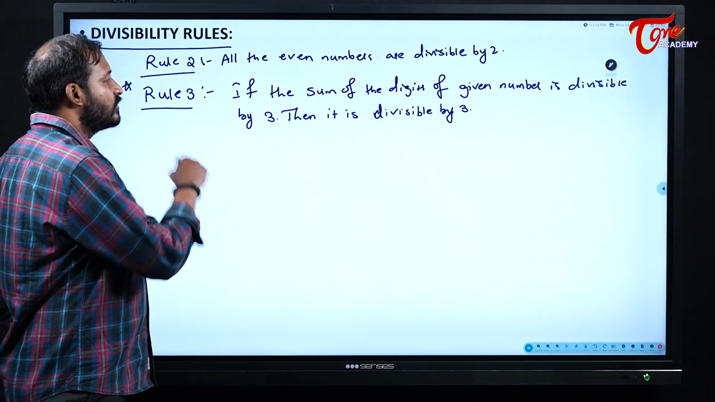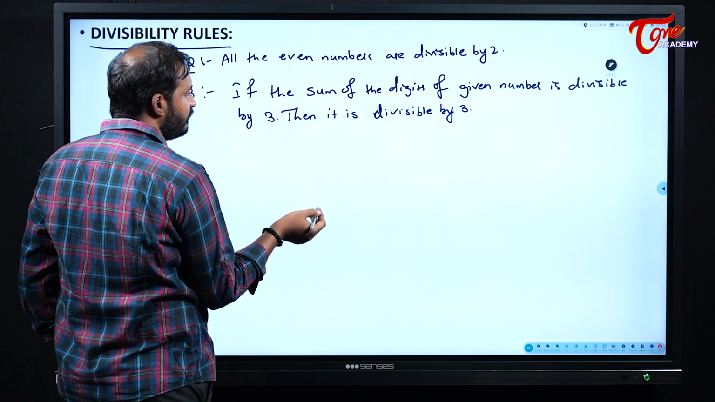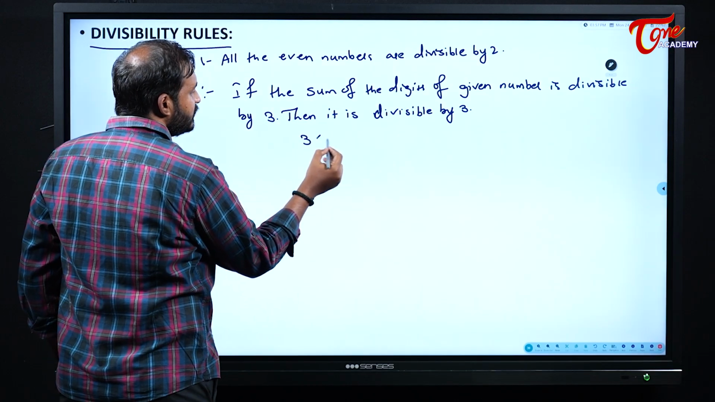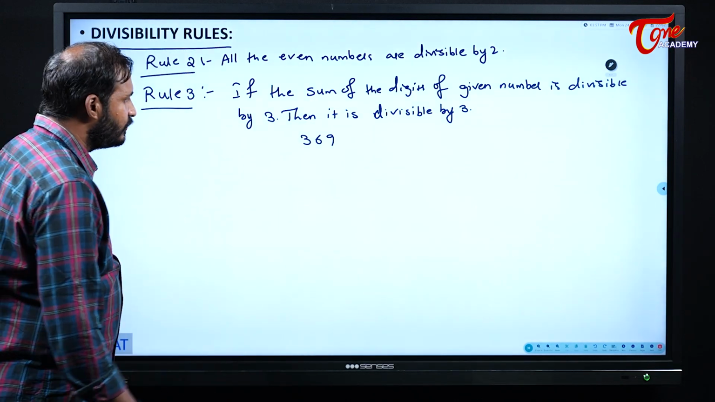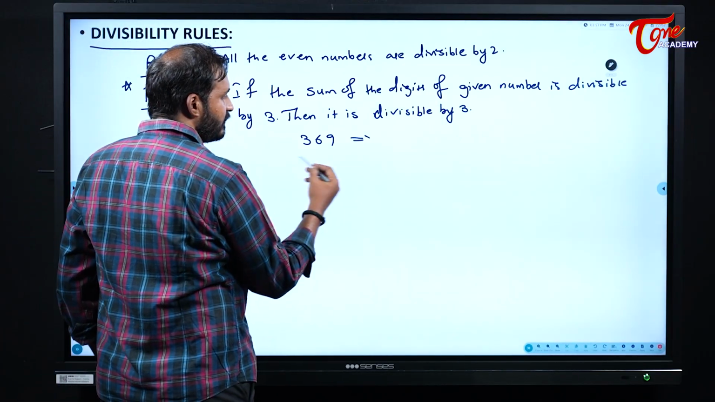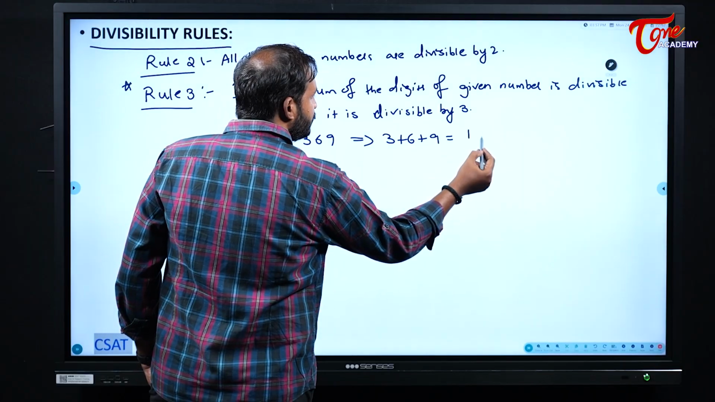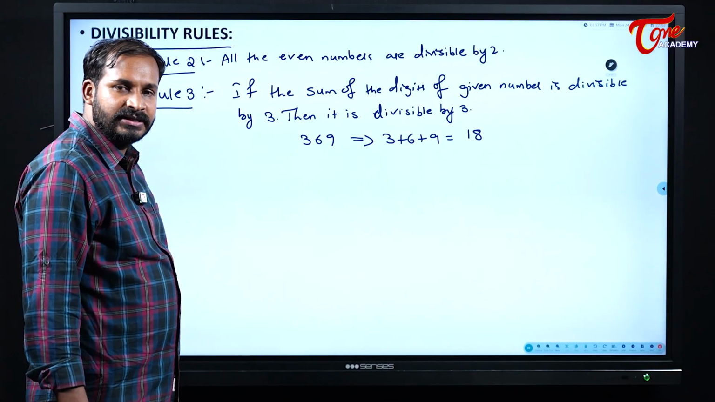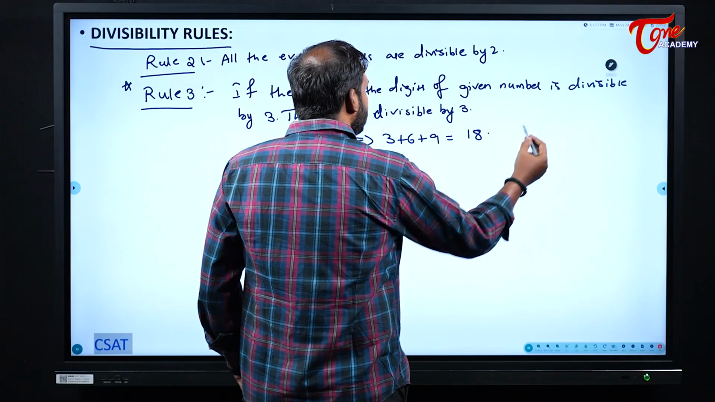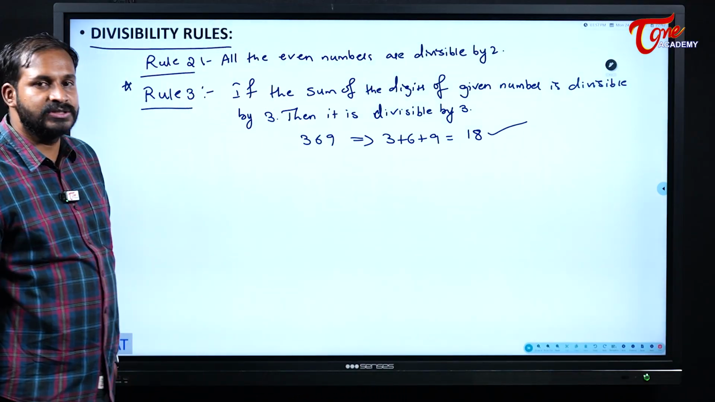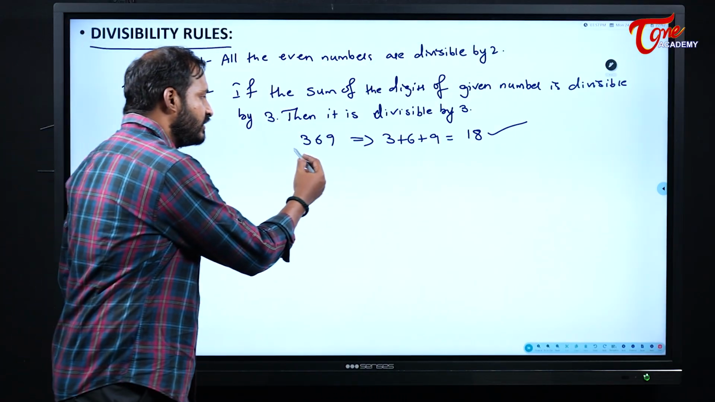Very simple, right? Now, for example, 369. What do I need to do here? First of all, I need to find the digit sum of this number. 3 plus 6 plus 9. When I add all these, it becomes what? 18. Is 18 divisible by 3? Yes, 18 is divisible by 3. Then this entire number is also divisible by 3. That is, 369 is divisible by 3.